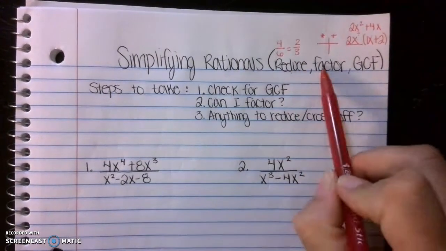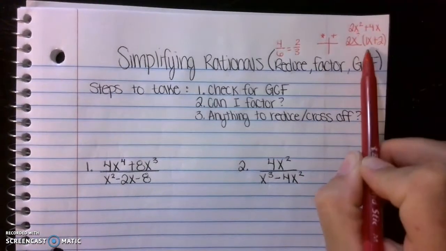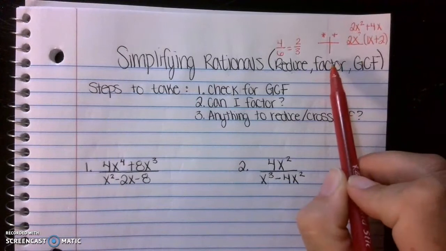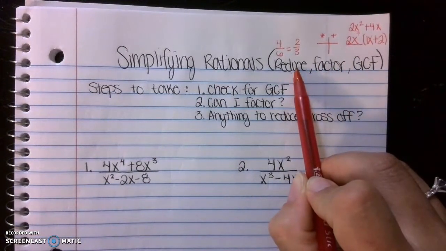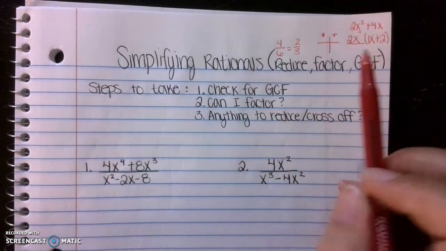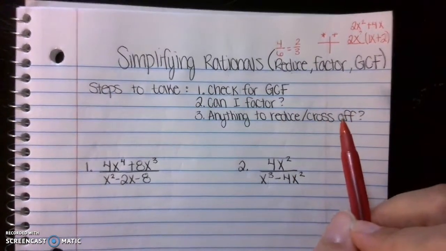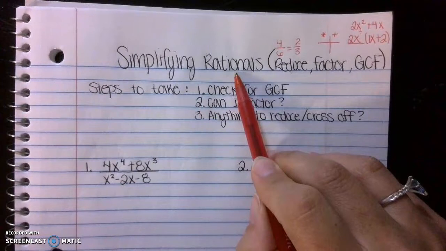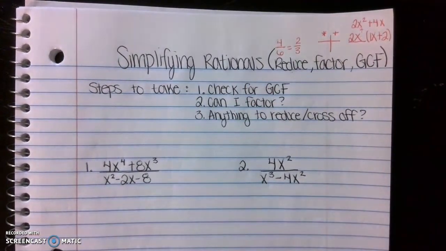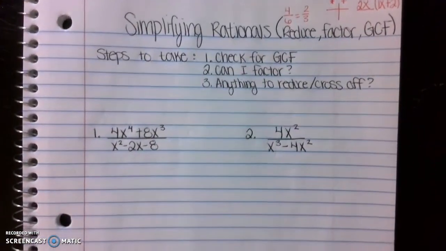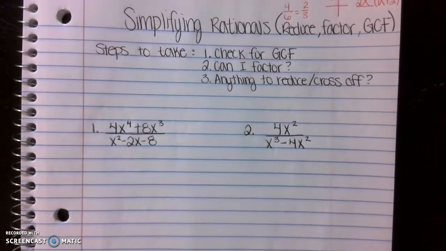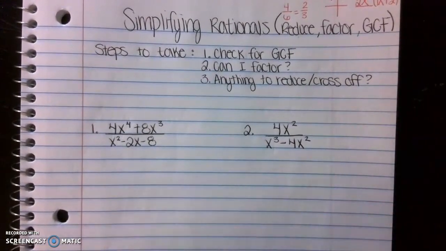So these are the three things we're going to be doing here, guys. Finding the greatest common factor, factoring, and reducing. So all three of these skills that we've worked on for the past week and a half now, we're putting them all together and simplifying rationals doing it. So let's go ahead here, pause your video, take a second, write down your notes, and then we'll go ahead and get going here.